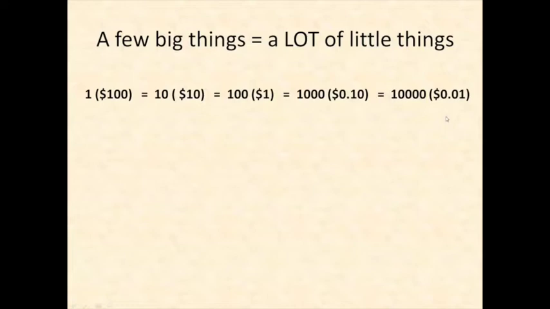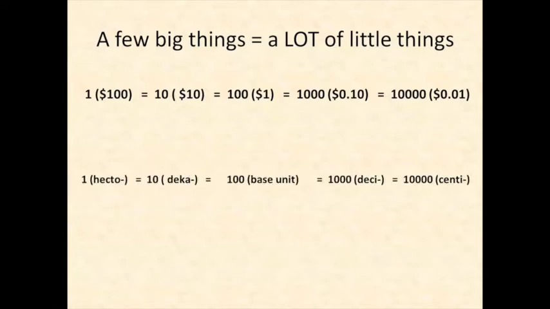It's possible to accidentally be multiplying by 10 when we should be dividing by 10, or just going the wrong direction with our decimal movements, and we end up with the opposite, and that would not be a good idea to say a lot of large things equals a few small things. That would not make sense.